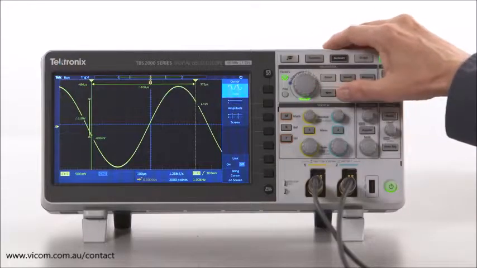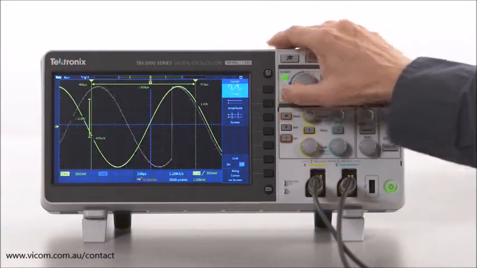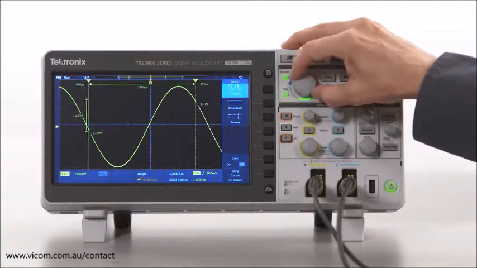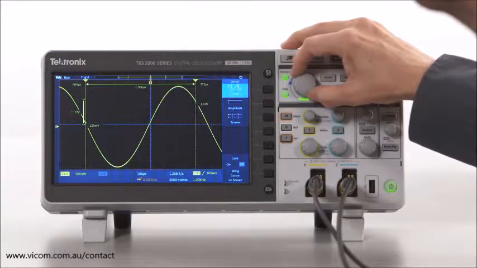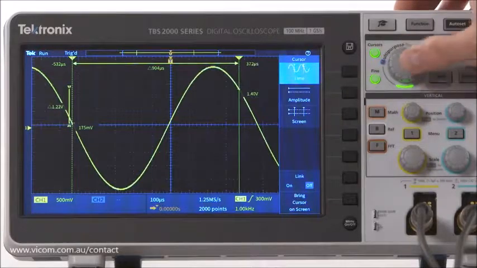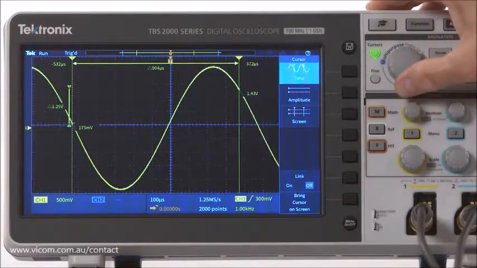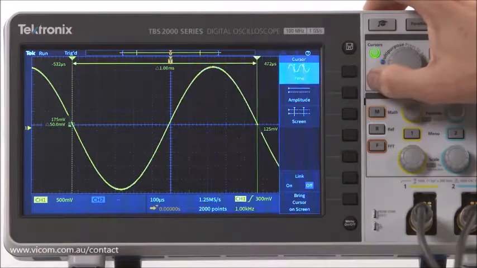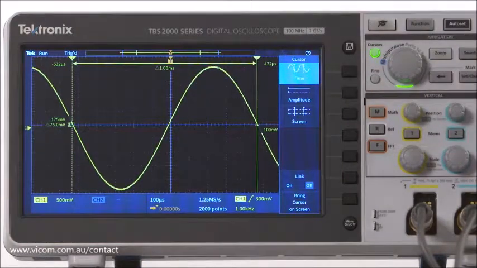To position the cursor precisely, you use the Fine button. It toggles between the fine and coarse movement of the cursors. Now let's use the cursors to measure the period of the signal. Pressing the multi-purpose knob toggles the selection between cursors. For the period measurement, we'll position the cursors on exactly one cycle of the waveform. The time difference between the cursors then indicates the period of the signal.